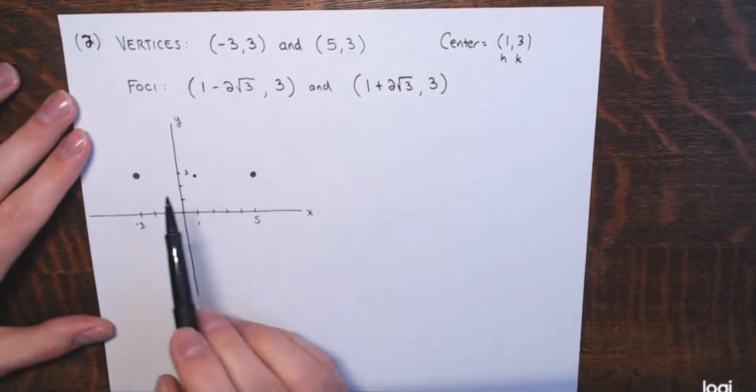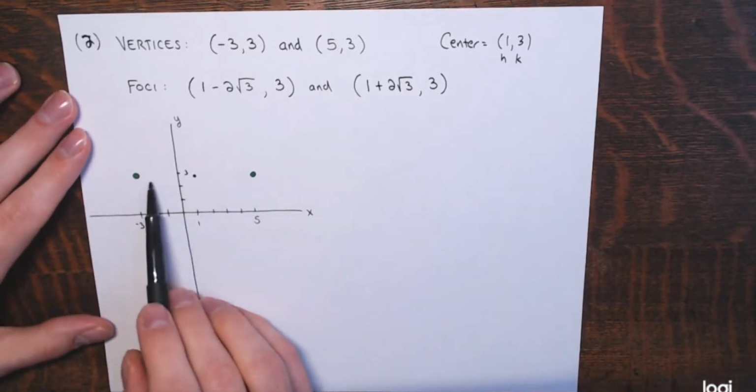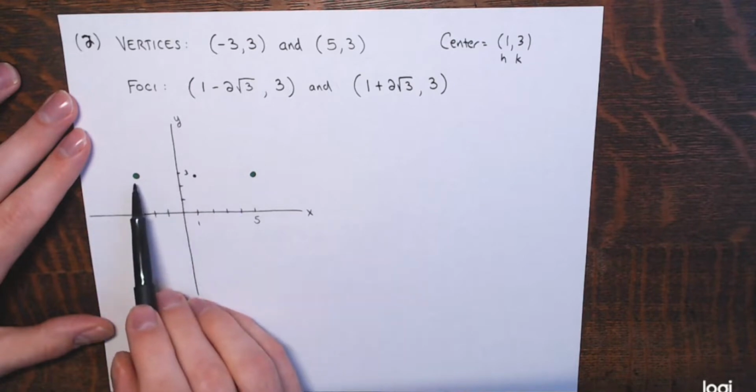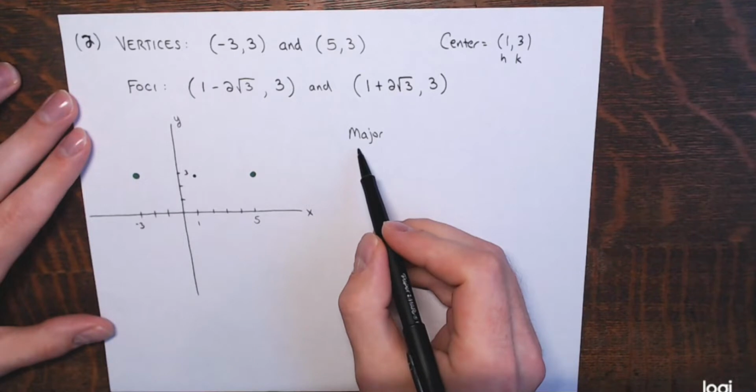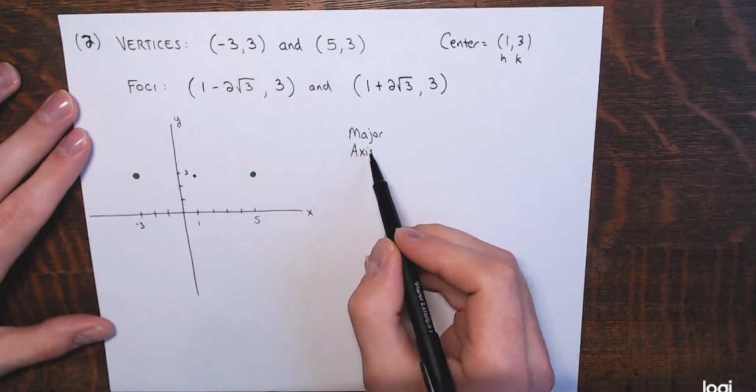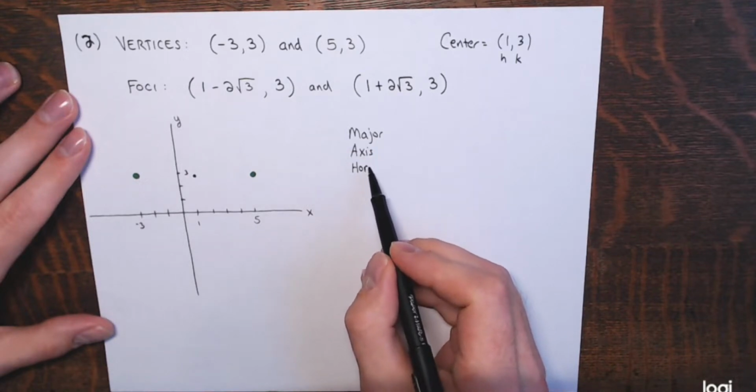Now also, see how the vertices are on a horizontal line. Right? The major axis is horizontal this time. The major axis is horizontal. It's parallel to the x-axis.